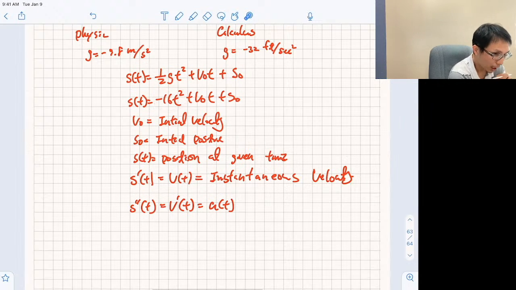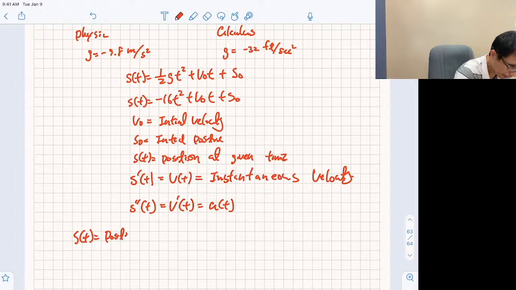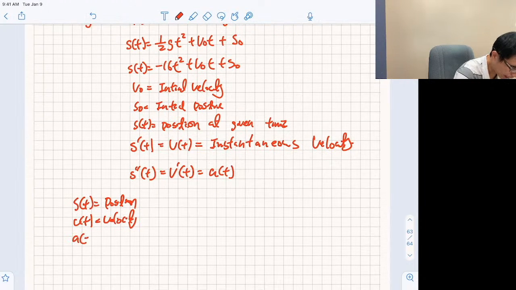No? Okay. Now, some people, though, the major misunderstanding is this. Major misunderstanding is average velocity. So what we're going to do is talk about those. S of t means position, right? And v of t is velocity. And a of t is going to be acceleration.